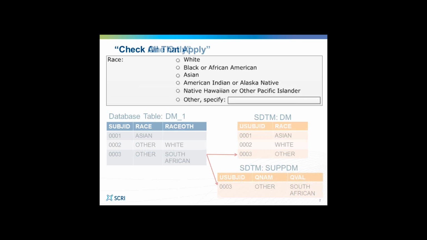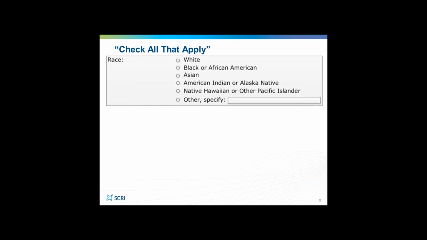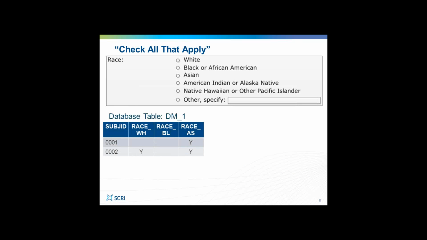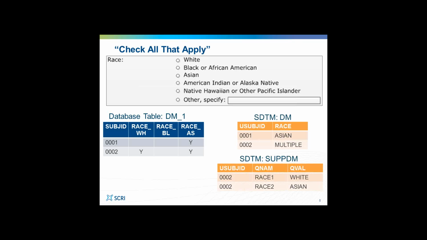As I mentioned earlier, sometimes you may collect the race in a check all that apply situation, so you can choose multiple options. In this case, how do we map that? So in your database table, you may have one variable or one field for each option there. So when you map it, again for the first patient Asian, because there's only one box that's checked, that's relatively easy. You just map to the Asian.